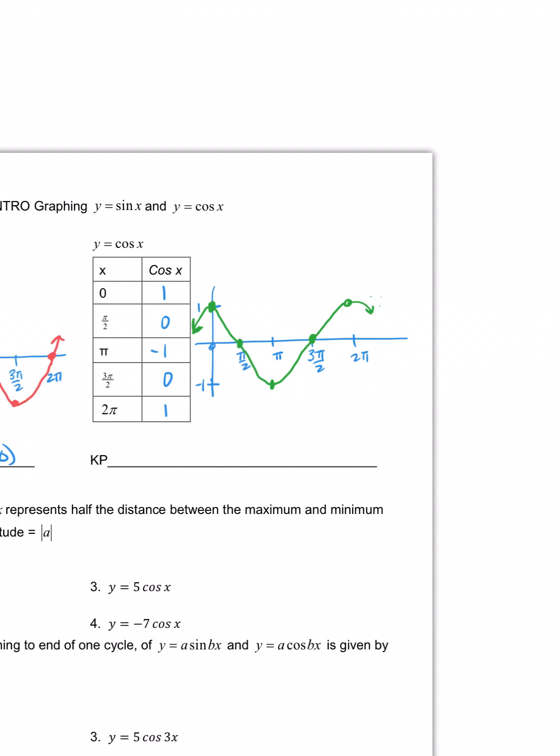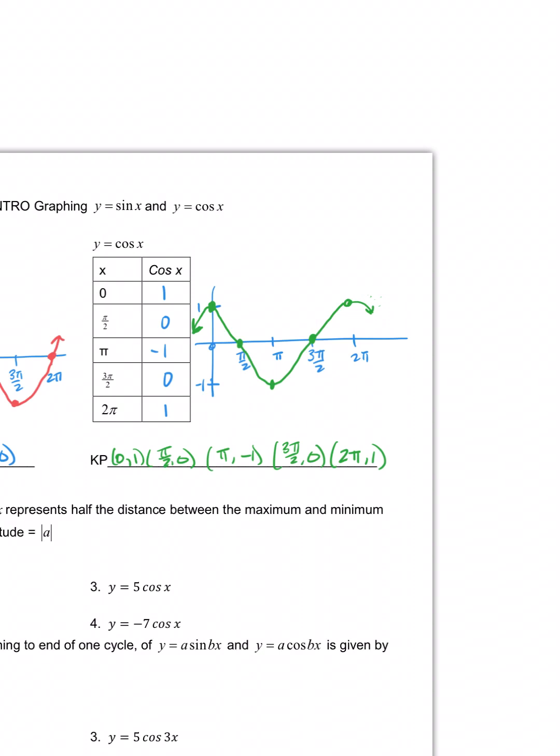Okay. So my key points for cosine, if I list them out, I have 0, 1, pi over 2, 0, pi, negative 1, 3 pi over 2, 0, and then at 2 pi, 1. So far, so good?